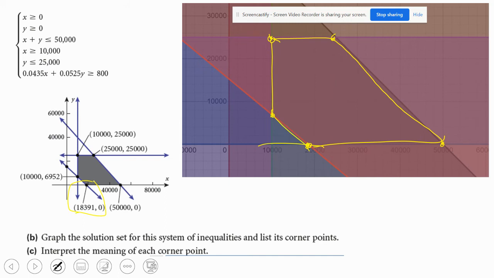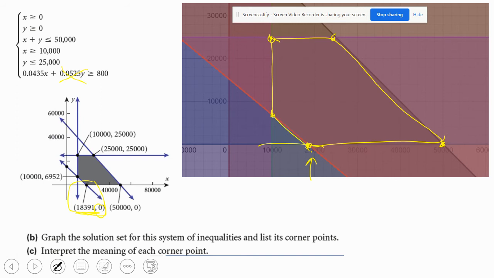The reason why is because we know that the y value is 0, but it's not easy to see what the x is. And I can't remember if on Desmos, if you click on it, it'll tell you what the x is. But you can find it by solving some of these equations up here. So like right here, if you put in 0 for y, you get 0.0435x is greater than or equal to 800. So if you take 800 divided by 0.0435, that's where you get 18,390.8046. That's why they just rounded to 18,391. So you can solve that equation and find this point.